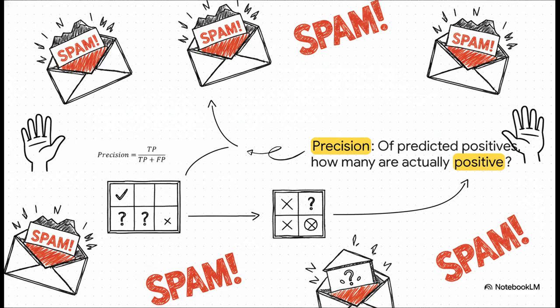Now, from this matrix, we can calculate much better metrics. The first one is called precision. Precision answers a very specific question. Of all the times the model pointed its finger and said, "That's spam," how often was it actually right? High precision means that when the model makes a positive prediction, you can pretty much take it to the bank.